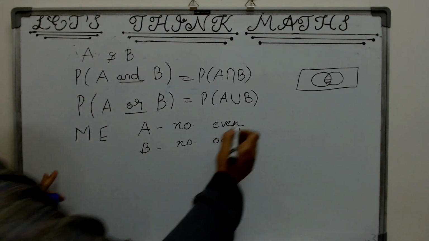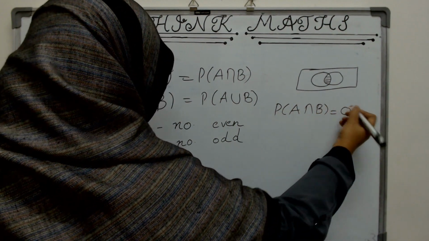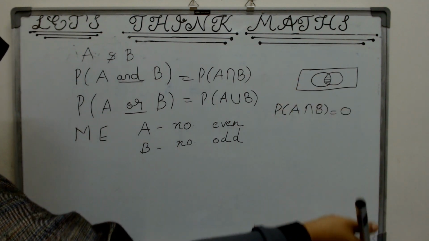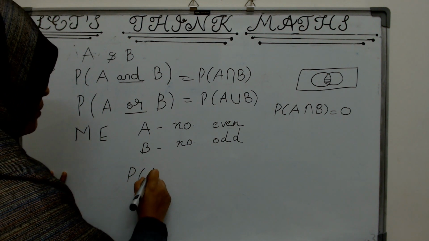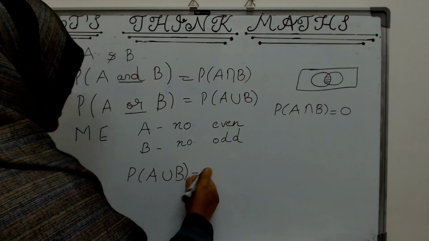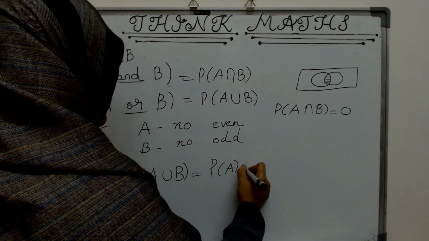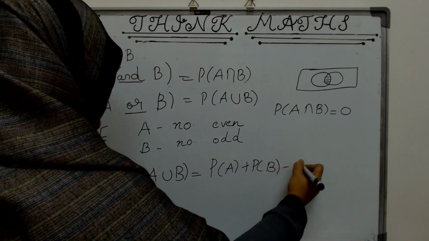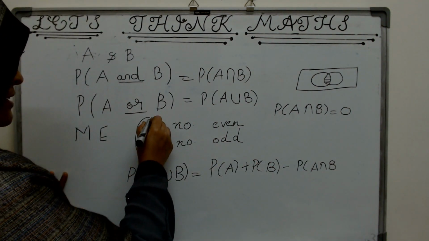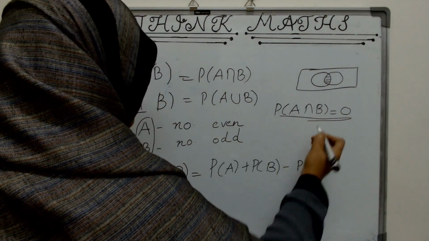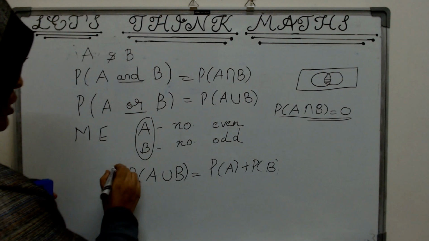So what do you have? You have probability of A intersection B is 0. Why is that? A intersection B will be a null set, so its probability will be 0. But then what will be the probability of A union B? You remember the formula that you learnt in 11th standard? It will be probability of A plus probability of B minus probability of A intersection B. But then if they are mutually exclusive, A intersection B is 0. That means your equation reduces to this.